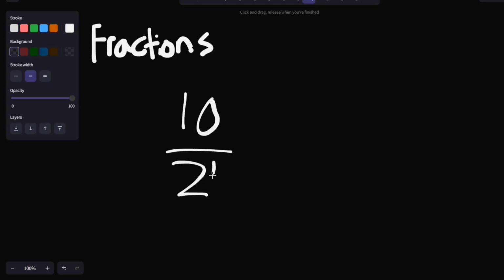In this case, we can reduce the fraction even more. So 10 over 24 becomes 5 over 12. In this case, to get it reduced, I divided it by 2. Divide the top and the bottom number by 2. So 10 divided by 2 is 5. 24 divided by 2 is 12. And that gets you the reduced fraction.